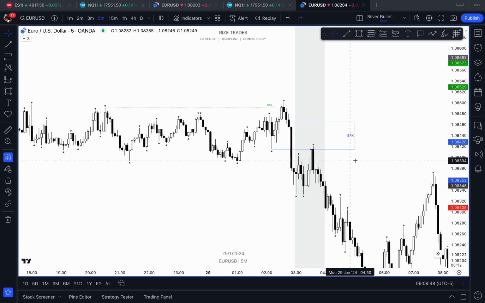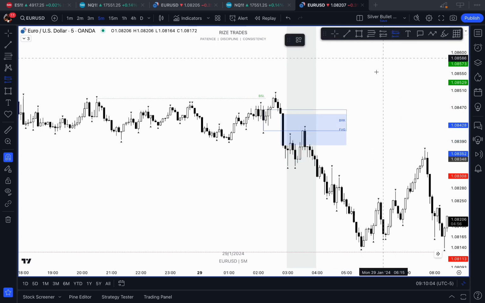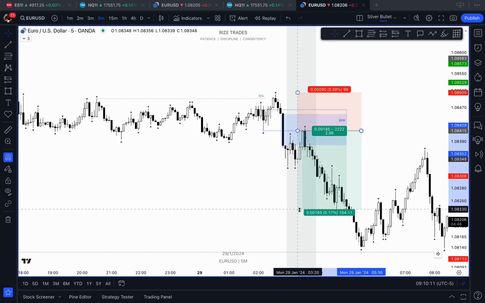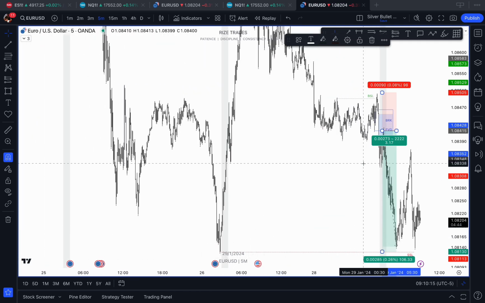So we displace through that breaker, leaving behind this fair value gap as well. And then what we'd be looking at doing is entering where both of those overlap. Then to our target, take some off, and target the sell side liquidity, which are these lows, of course.